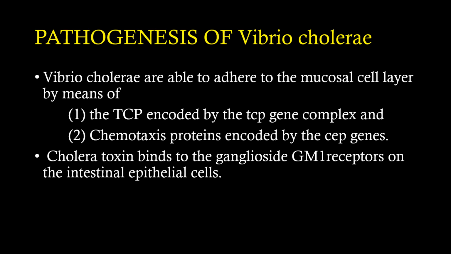Pathogenesis of Vibrio cholerae. Vibrio cholerae are able to adhere to the mucosal cell layer by means of the TCP, encoded by the TCP genes, that is toxin co-regulated pilus, and chemotaxis protein encoded by the CEP genes. Thus the TCP is important, and it is also a receptor for cholera toxin. Cholera toxin binds to the ganglioside GM1 receptors on the intestinal epithelial cells.